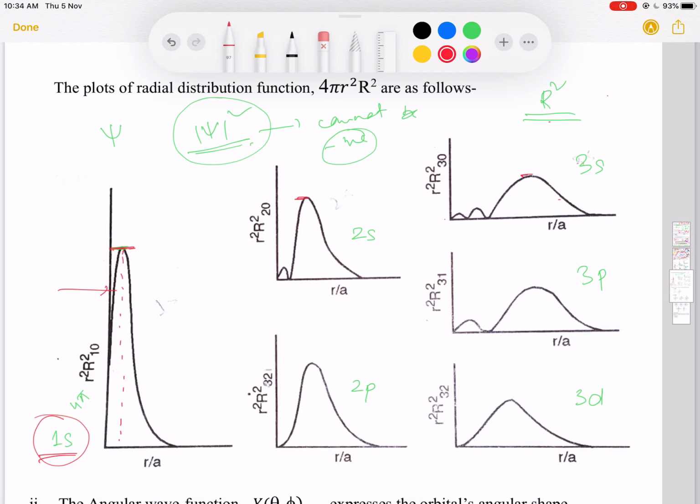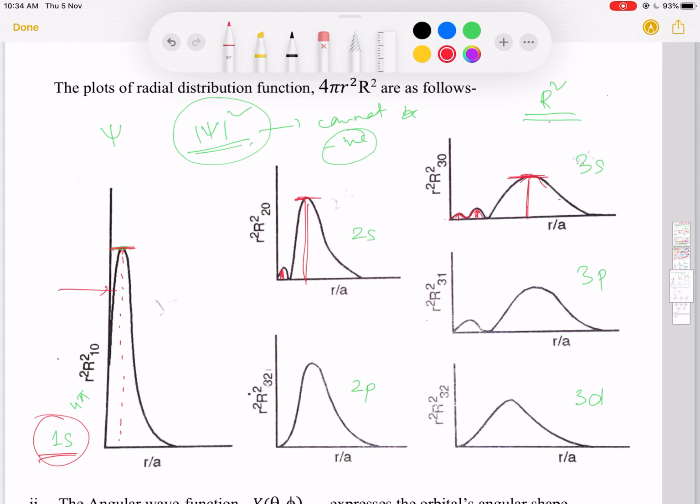Now see, here you have 3 peaks. In 1s we have only 1 peak, that is the maximum. In 2s we have 2 peaks, and in 3s we have 3 peaks, like this. Now see, the first and the second peaks are smaller, and the third peak is a little bit larger, or higher. This is because of the same thing, the distance.